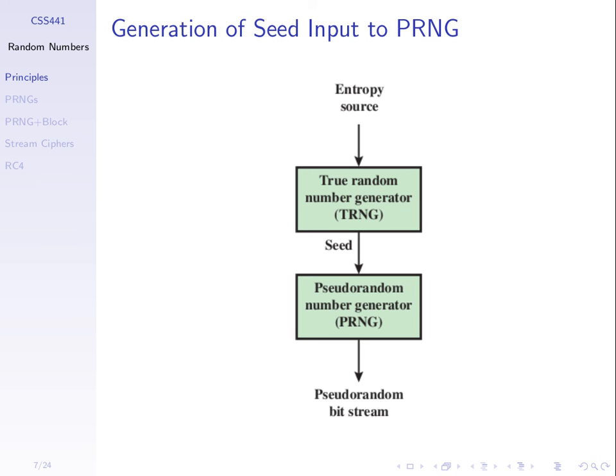If you don't have this first step, then where do you get the seed from? Either the user chooses it or it's always the same value. And if it's always the same value, then we may not get the randomness that we want.